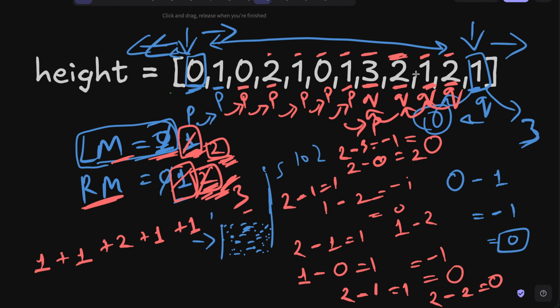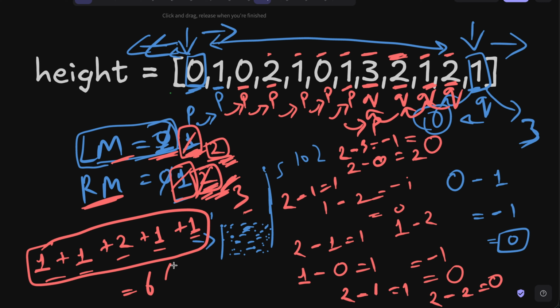Now we don't need to run the loop. We have found the answer. We will sum all these numbers and we will get the answer. So 1 plus 1 plus 2 plus 1 plus 1 is equal to 6. And that is our answer. So now do you understand how we are able to actually remove all that extra array space and do the entire calculation in O(1) space complexity? That's a crazy trick, right?